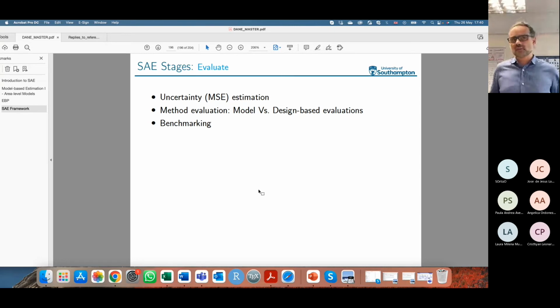The second thing that I have put here is in terms of method evaluation, and that goes back to the question that Jose had about model and design-based evaluations. You don't have to use this framework all the time, but if, as you are probably at the stage you are now, you're considering a number of potential methods, then having an evaluation framework such as a design-based evaluation framework might be a good idea.